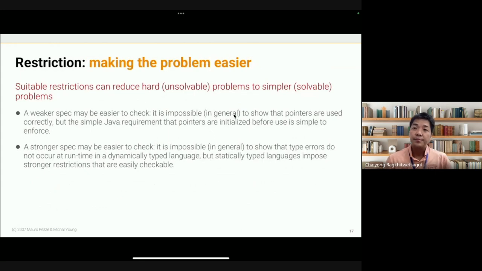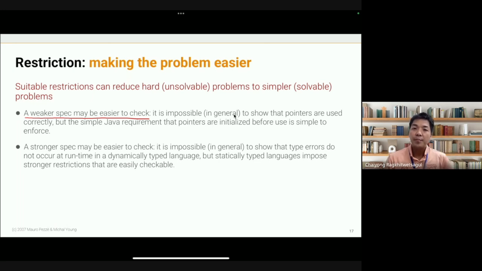The last principle is called restriction. So restriction is when you put some suitable restriction on your problem, it might make the problem easier. For example, sometimes if you put a weaker spec, it might be easier for the problem. Imagine the programming language C or C++. You have pointers that are difficult to handle, and you can get some memory issues like core dumped.